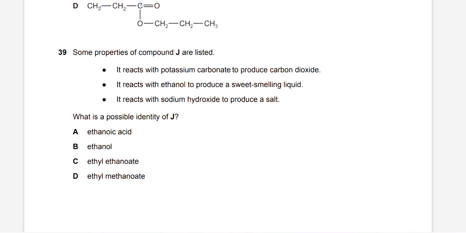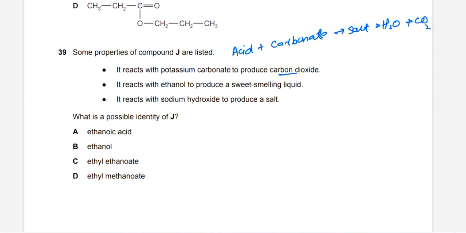Some properties of compound J are listed. It reacts with potassium carbonate to produce carbon dioxide. It has to be an acid, that's why it's producing carbon dioxide. You know that acid plus carbonate forms salt plus water plus carbon dioxide.